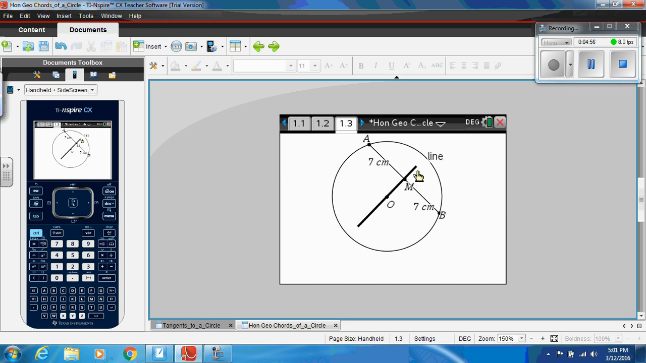So what would we call this line then? We would call that a perpendicular bisector, right? Since it bisects this chord into two equal parts. And that's true even if I were to construct this in a different way. If I were to construct the perpendicular bisector of AB, it would always go through this center point.